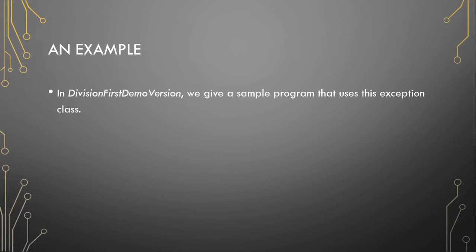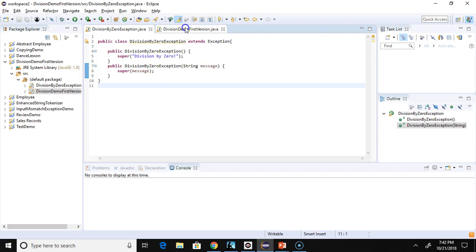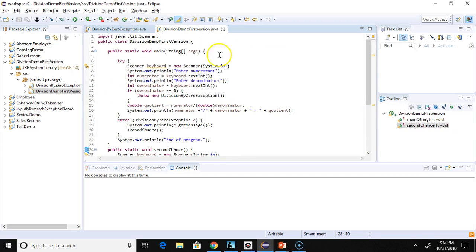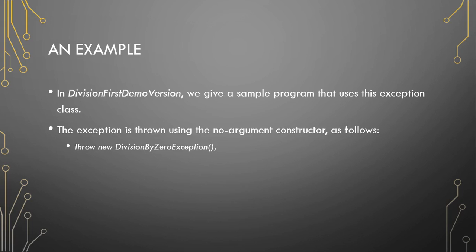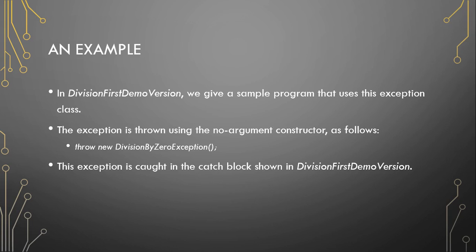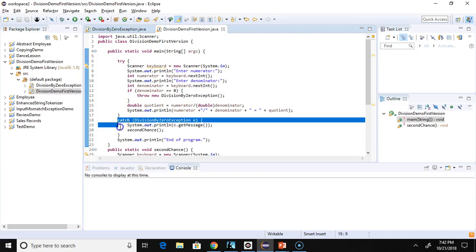In our DivisionFirstDemo version, we give a sample program that uses this exception class. So let's just take a look quick here. So here we have our class right here, and you can see in here we have a throw right here, throw new DivisionByZeroException. The exception is thrown with the no-arg constructor as follows, which I just pointed out. And this exception is caught in the catch block shown in DivisionFirstDemo version. Catch block, of course, being right here.